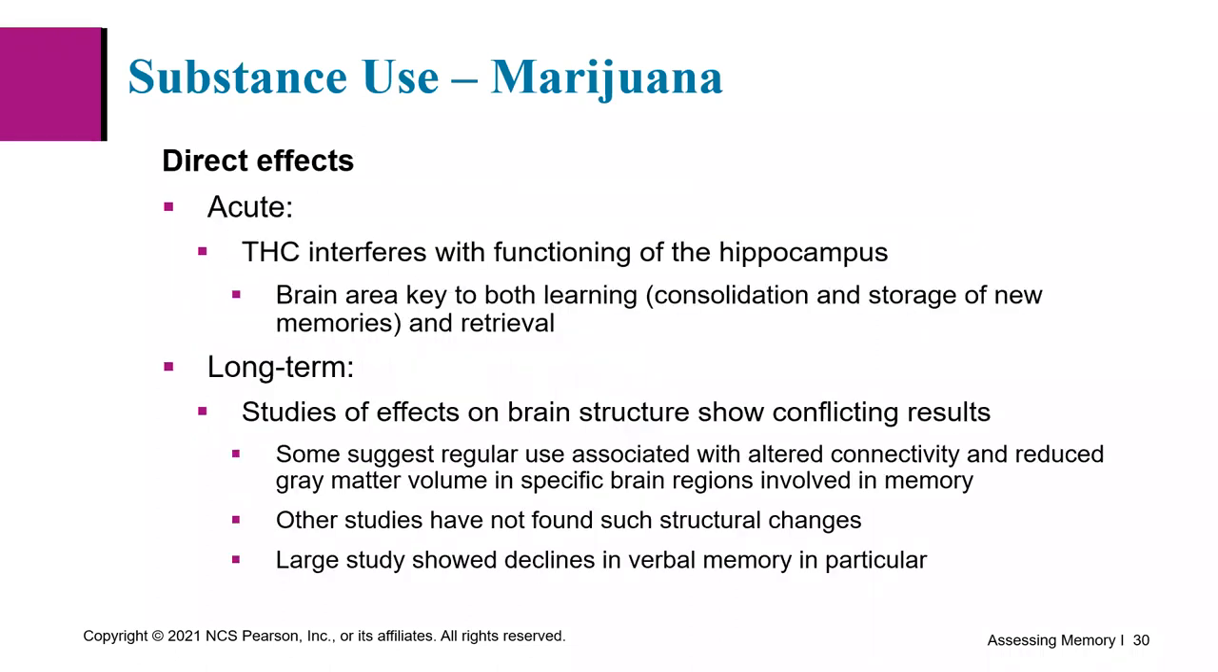Let's also touch on the direct effects of marijuana on cognitive processing, especially with chronic use. There's no question that THC, the active hallucinogenic component in marijuana, interferes with hippocampal functioning. And we know the hippocampus is crucial to both encoding new learning and retrieving previously stored information.